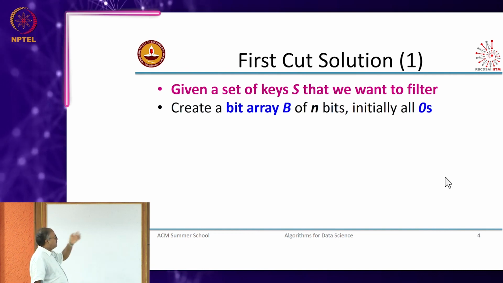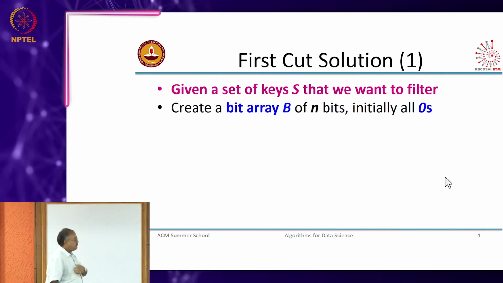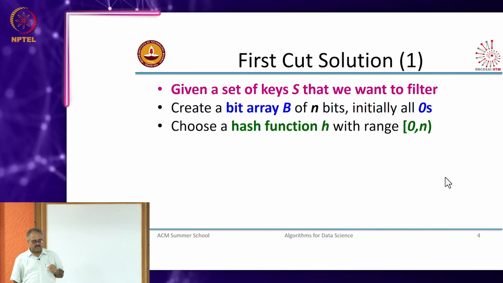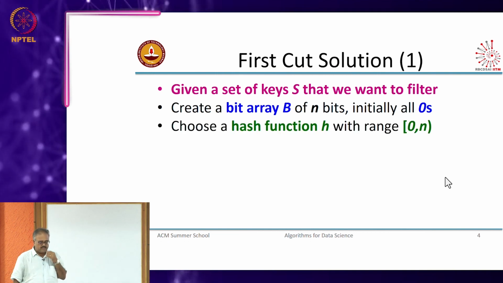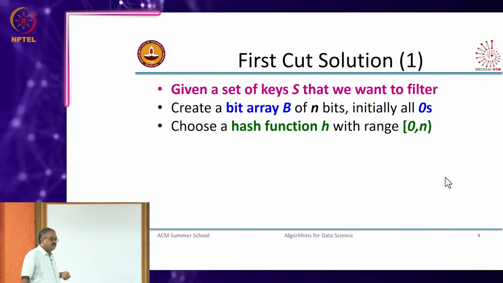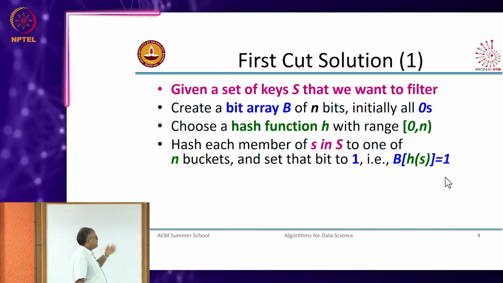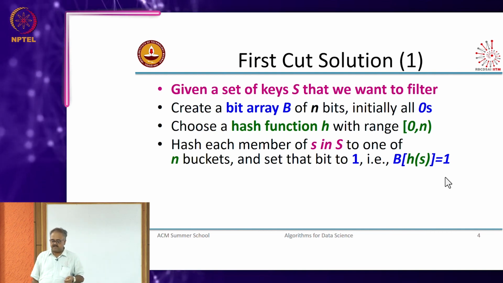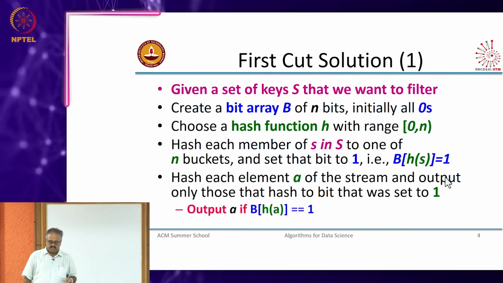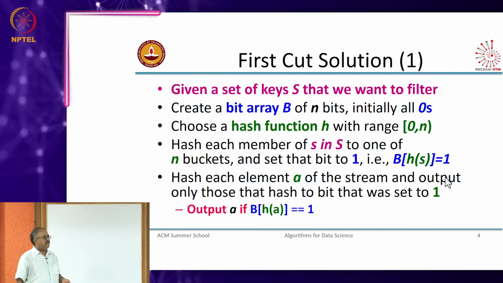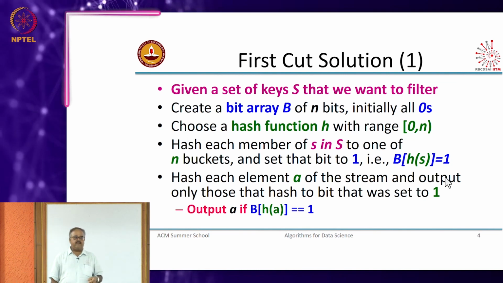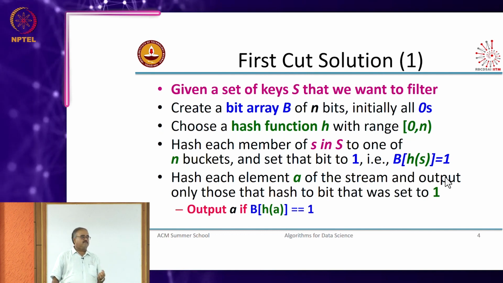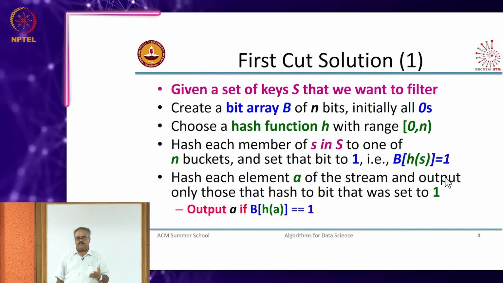So, the idea is actually fairly simple, right. Given a set of keys S that we want to filter, you create a bit array B of n bits, initially all zeros. Then choose a hash function h that will hash into the range 0 to n minus 1, hash each member of S into one of the n buckets and set that bit to 1, whichever bucket it hashes to. Now, in the stream, as and when the elements come, you hash each into one of these buckets, and if that bit is 1, you let the element through. If the bit is 0, you filter the element, okay.